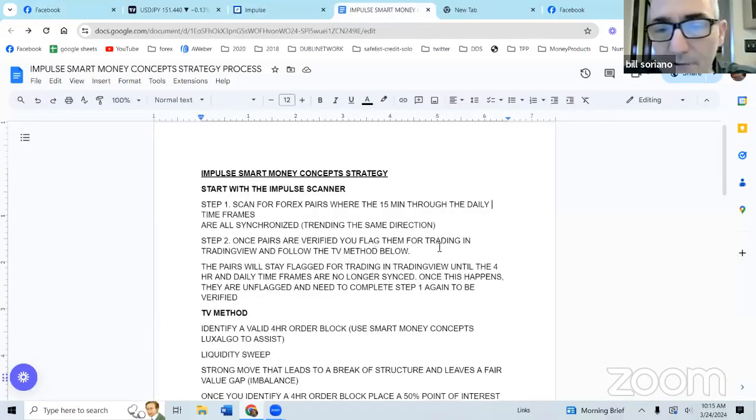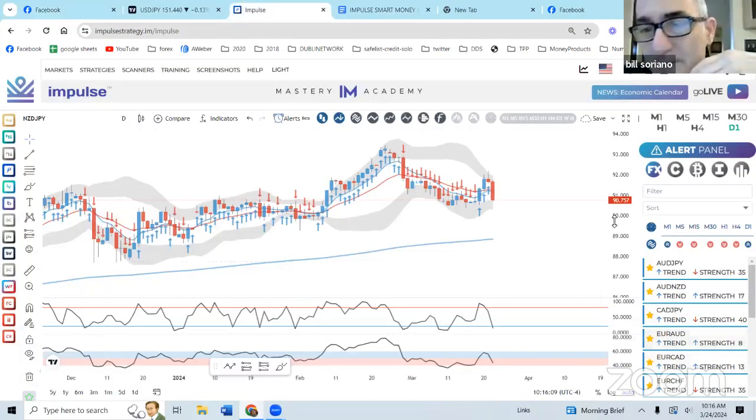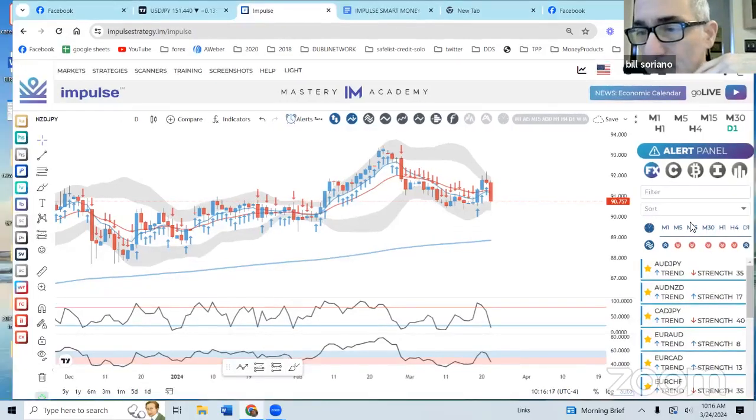So again, once pairs are verified, this is important: you flag them for trading in TradingView, and you follow the TradingView method below here. What's important is the pairs will stay flagged for trading in TradingView until the 4-hour and the daily time frames are no longer synced. Once this happens, they're unflagged, and then they need to complete step one again to be re-verified, okay? So essentially, in order for the pairs to be verified, you have to have the 15-minute through the daily going all the same way, okay?